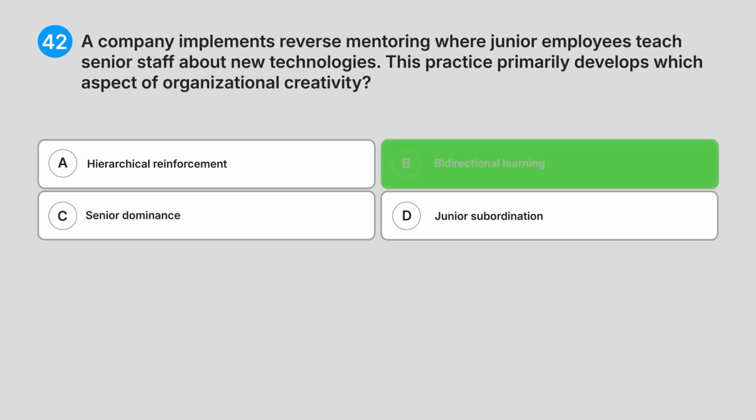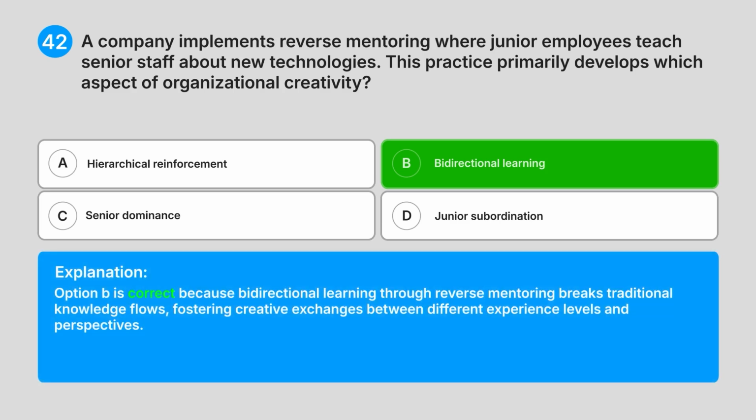Correct answer, B. Bidirectional learning. Explanation. Option B is correct because bidirectional learning through reverse mentoring breaks traditional knowledge flows, fostering creative exchanges between different experience levels and perspectives.